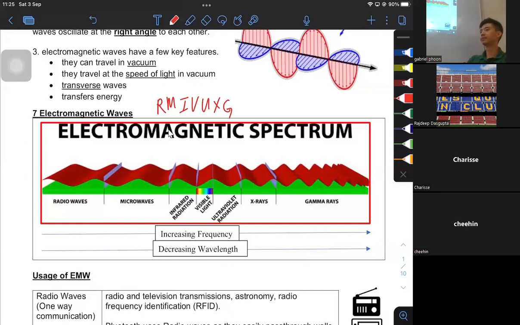Just label it. You don't have to draw the green color part, it's just for illustration. Like I said, the important part is just the wave. Just draw one longer wave and one shorter wave here like that.